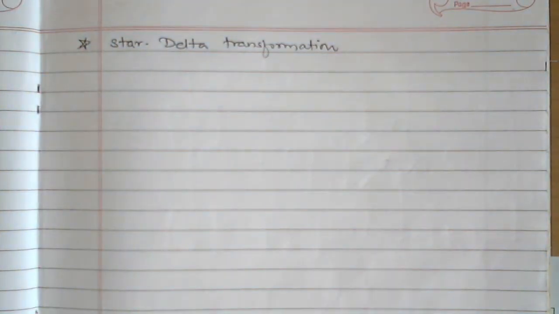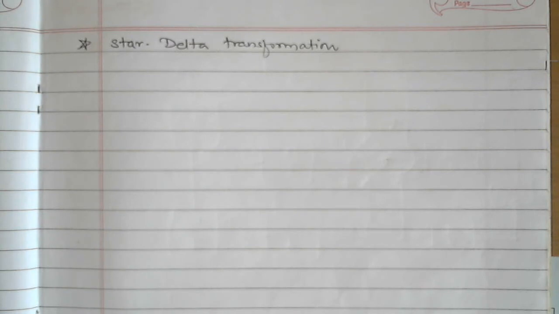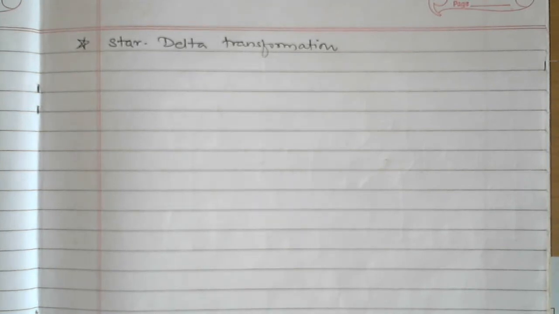Star delta transformation in circuit reduction. Now till date we have seen that the series and parallel circuits can be reduced very easily. Means in series we generally add it, in parallel we reciprocate it and then add and then again we reciprocate. So that was the case.